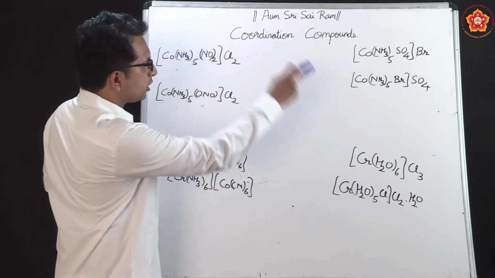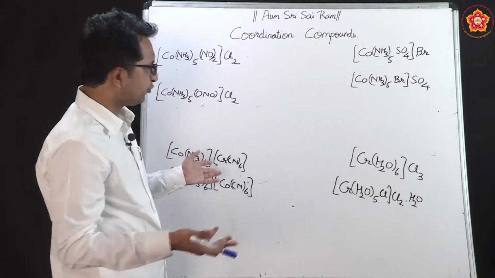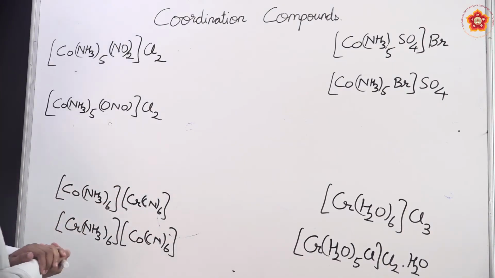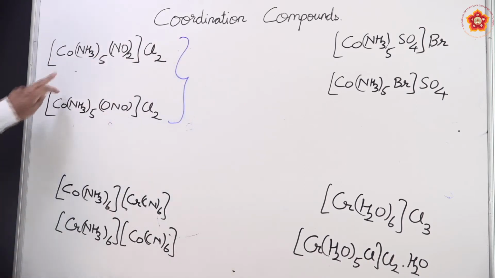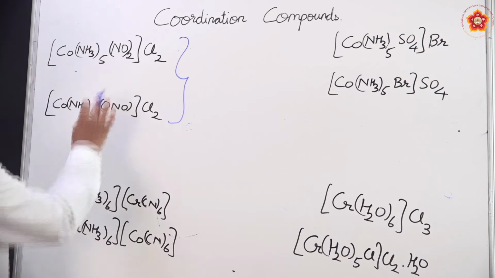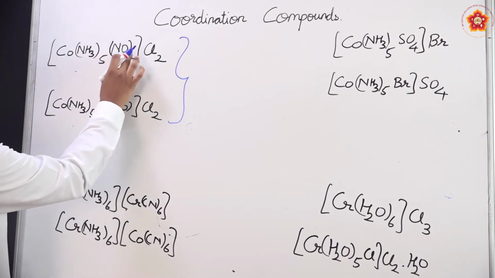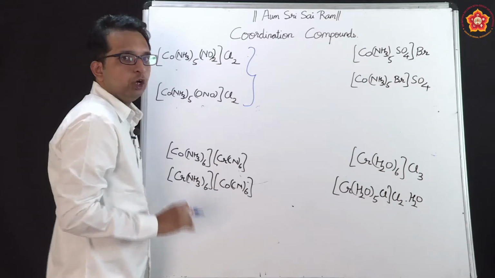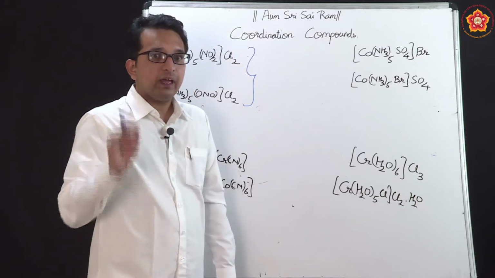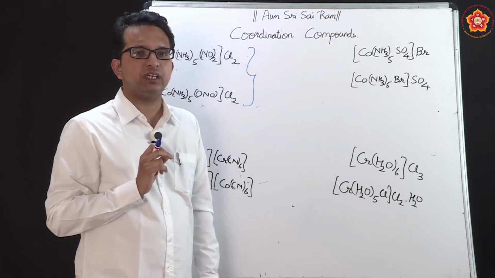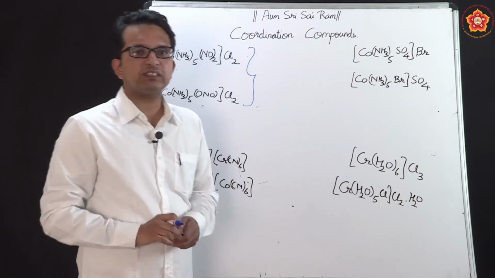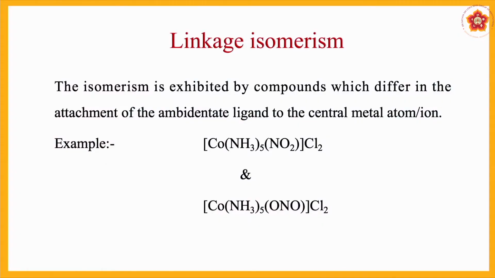We are able to see around 8 compounds here. They have different molecular formulas or different structural formulas as such. Let me take the first 2 compounds. In both these compounds there are cobalt, 5 amine, 2 chlorides, and then NO2, and along with this ONO. This depends on the structural change seen with the linkage. So, let us see the first isomerism, which is linkage isomerism.